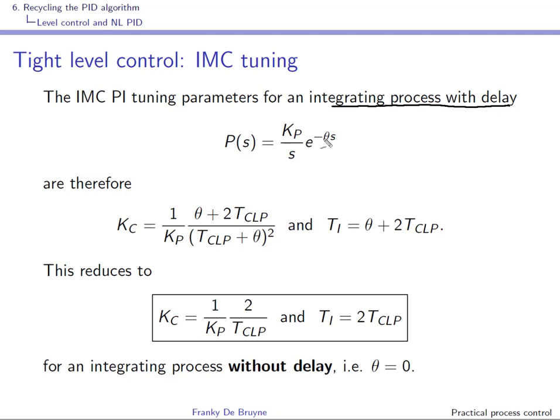And if the delay is 0, well, in this formula you set theta to 0, and this reduces to the following tuning parameters for an integrating process without delay. And you will see that this is quite an easy formula. All you need is the process gain of the integrator. So that type of integrating system is very easy to tune. You only need the process gain and the desired closed loop time constant.